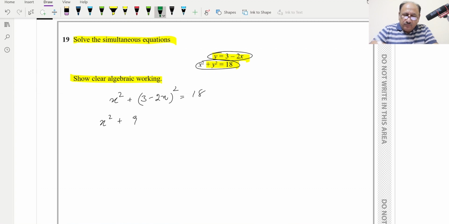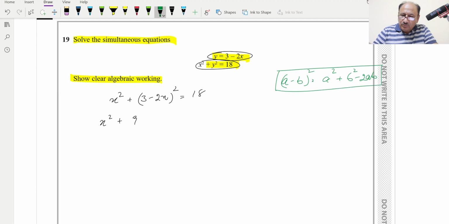The formula which we will be using is a minus b squared is equal to a squared plus b squared minus 2ab. This will be 9 plus 4x squared minus 2 into 3 will be 6, 6 into 2 will be 12, so minus 12x is equal to 18. Further we can simplify by adding like terms: 5x squared minus 12x and plus 9 minus 18 is equal to 0.